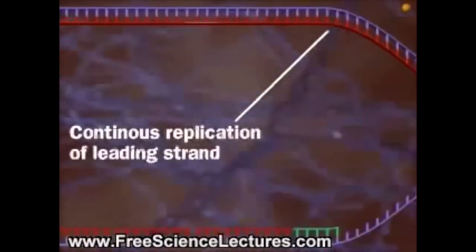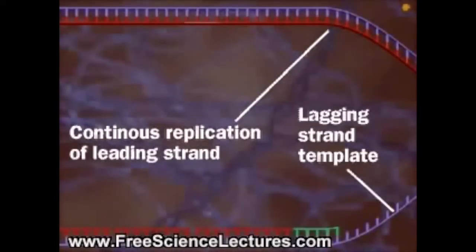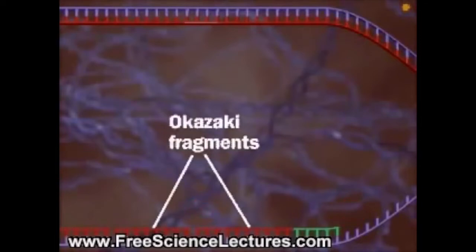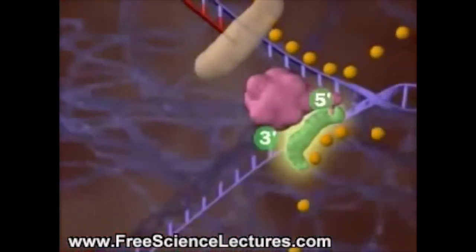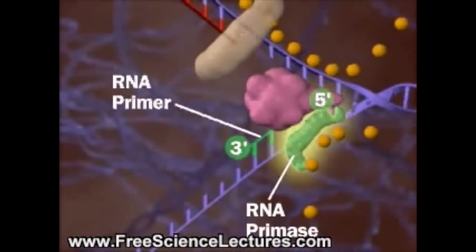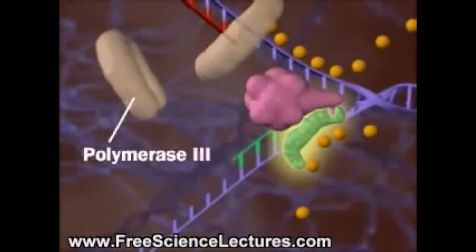No problem here, but the lagging strand presents problems. It has to form from 5' to 3' too. It forms in pieces called Okazaki fragments. First, an RNA primase lays down an RNA primer. Then, DNA polymerase III lays down new DNA.